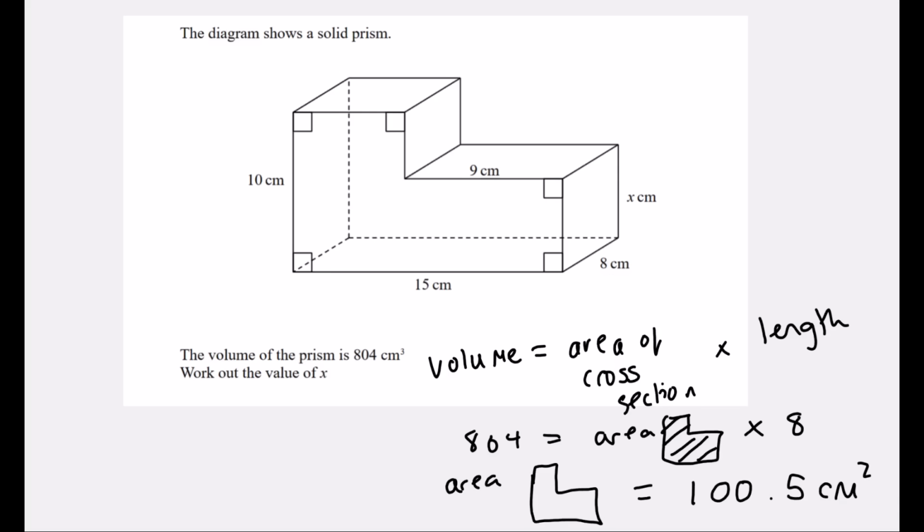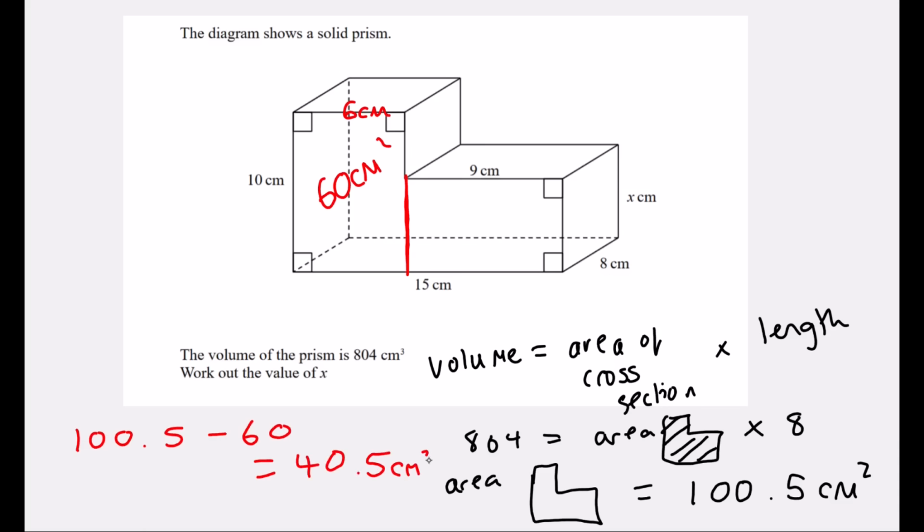Let's work out the area of the front shape. Let's look at this. So split it into 2 shapes. So we've got 9 and 15. So this bit must be 6. So the area of this rectangle is 10 times 6, 60 centimeters squared. So take that one off. 100.5 take away 60 is 40.5 centimeters squared. So the area of this must be 40.5.